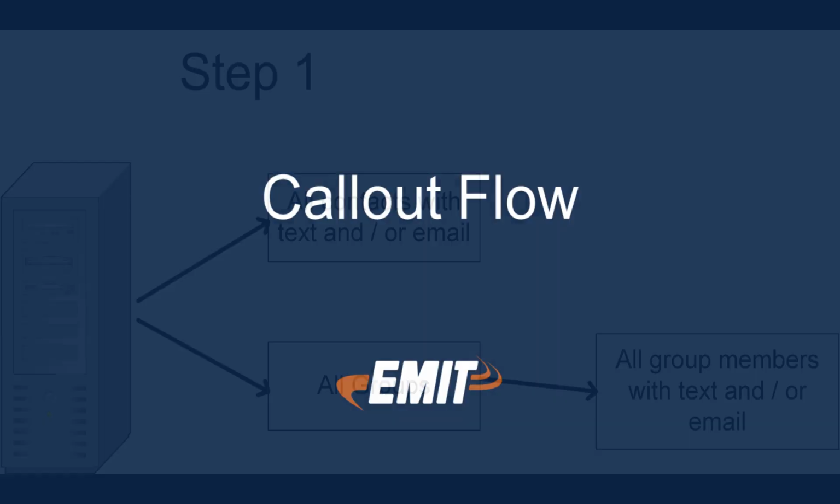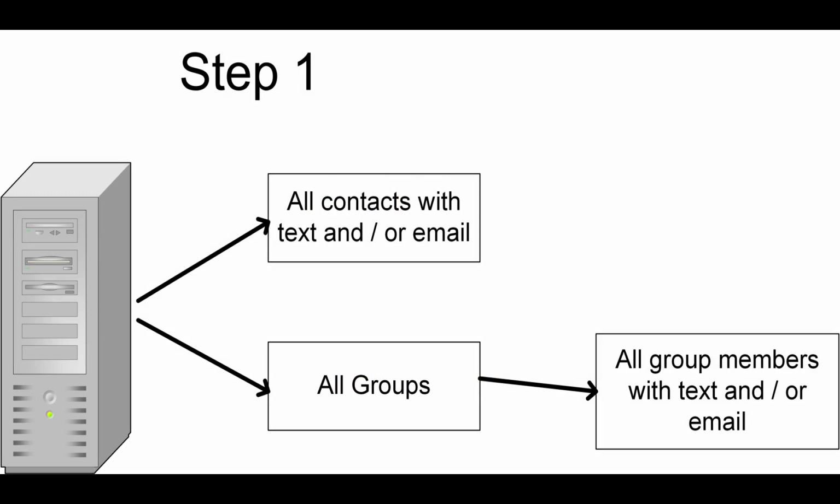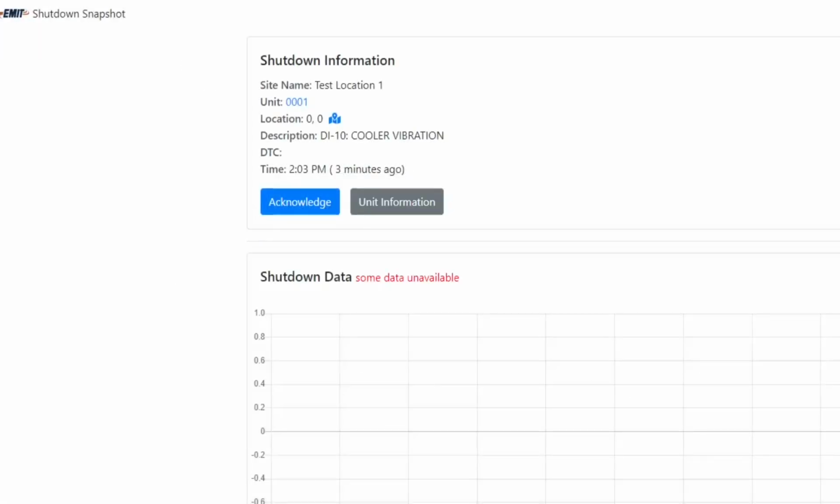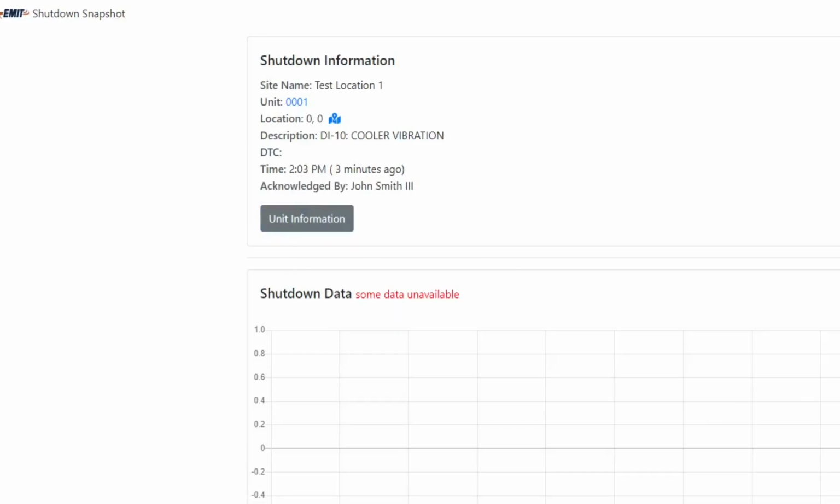Callout flow. When a unit starts, stops, or faults, first the server will notify all individual contacts and group contacts associated with that unit via text, email, or both. This assumes that each contact has text and/or email enabled. When someone gets a text or email, they can acknowledge the alarm by following the link and clicking Acknowledge. This is meant to signify that they are handling it. Whoever later visits this link will see who first acknowledged the alarm.